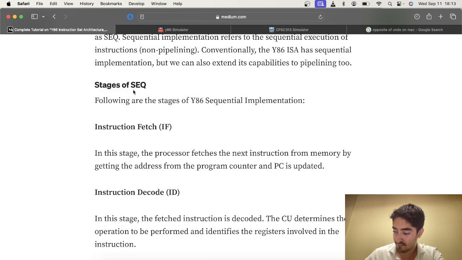Stage. Fetches the next instruction from memory by getting the address from the program counter. And PC is updated.